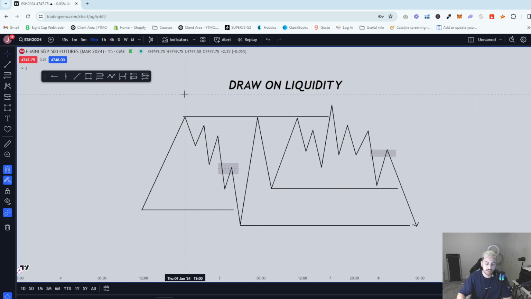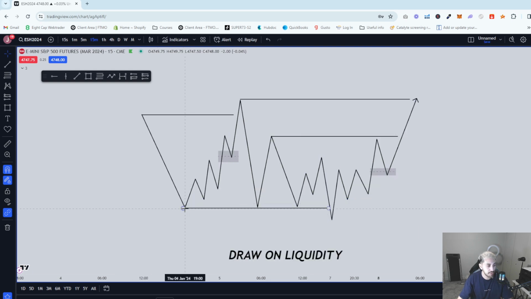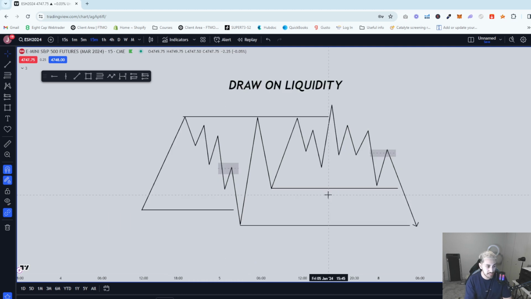Think of draw on liquidity like a magnet. Like price is going to be pulled to those prominent swing highs or stacked swing highs or swing lows. If I invert the chart, then you have stacked swing lows, which is sell side liquidity. Okay, like I said, guys, it's not very complicated. You just have to figure out where price is going to go.